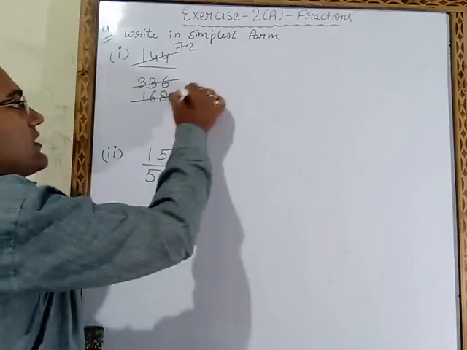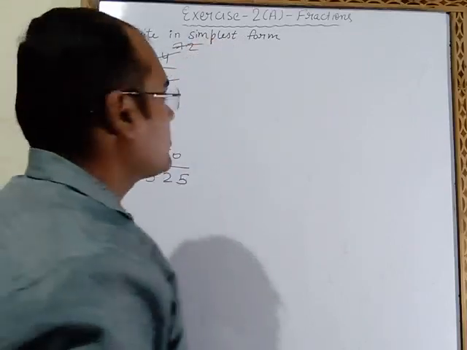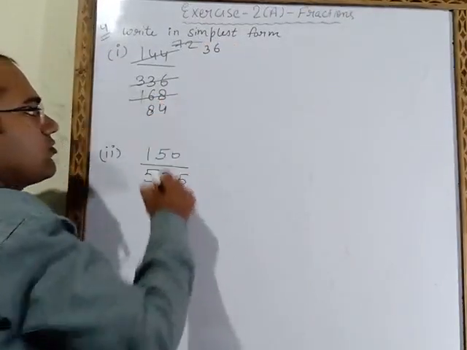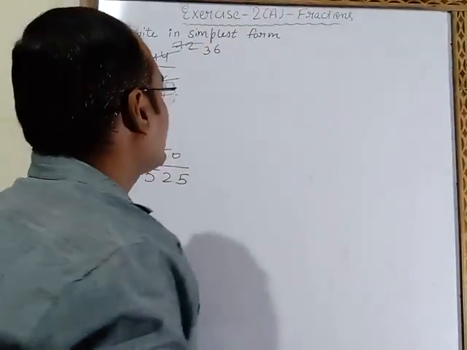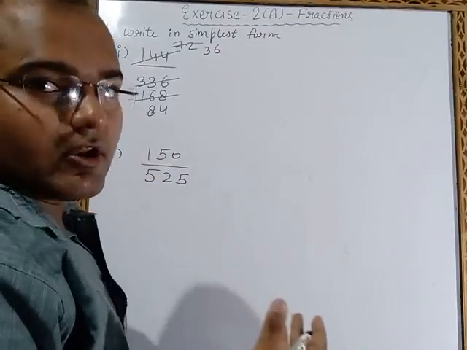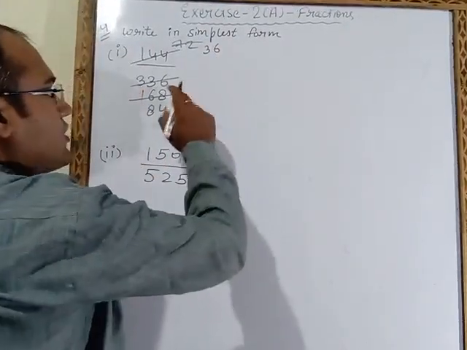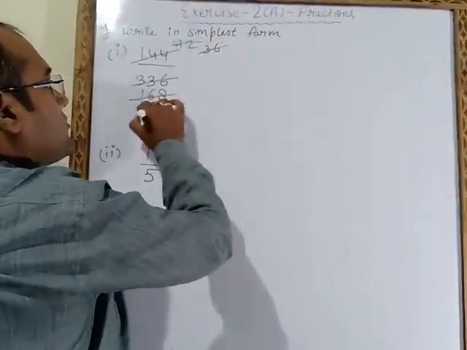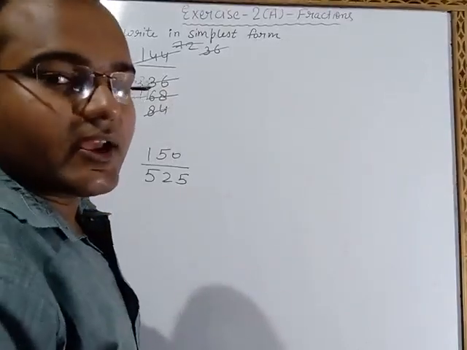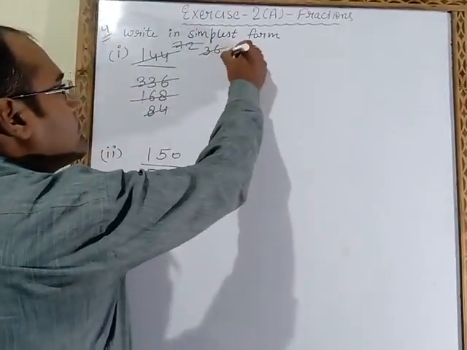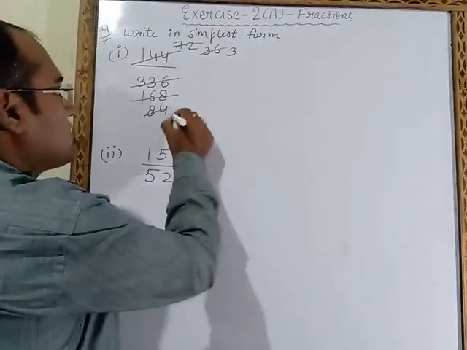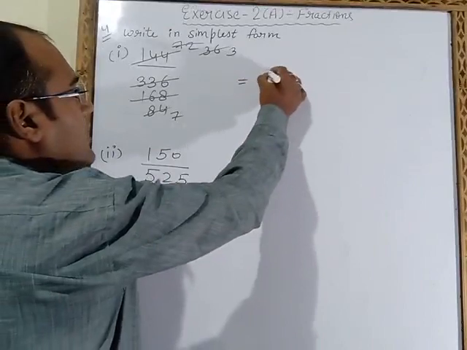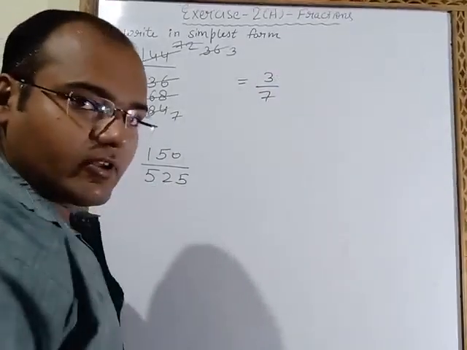Again we will cancel these two numbers with the table of 2. 2 threes are 6, 2 sixes are 12, 2 eights are 16. Again this number will get cancelled. We can cancel it with a larger table also, a larger number also, if it is possible to divide these two numbers. So with the table of 12, these two will get cancelled. 12 threes are 36, 12 sevens are 84. Now these two numbers will not get cancelled. So the final answer is 3/7.